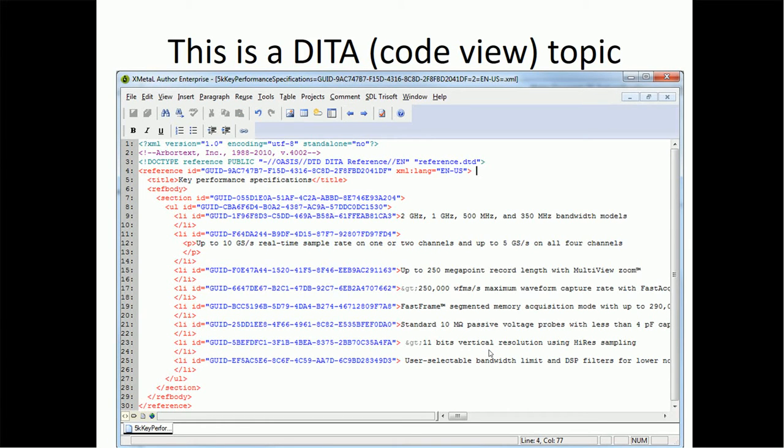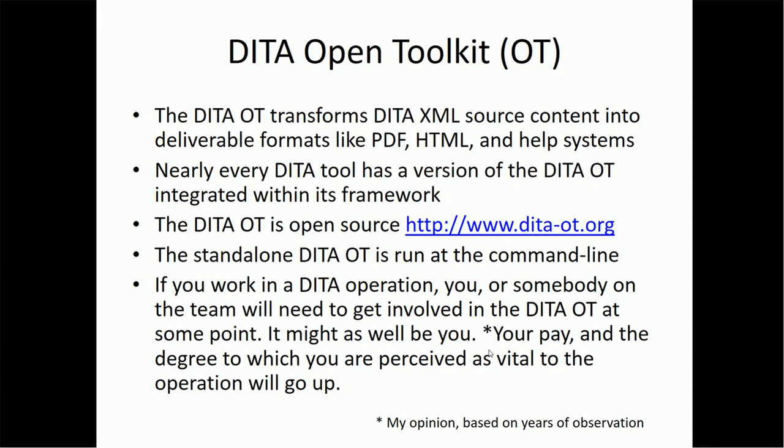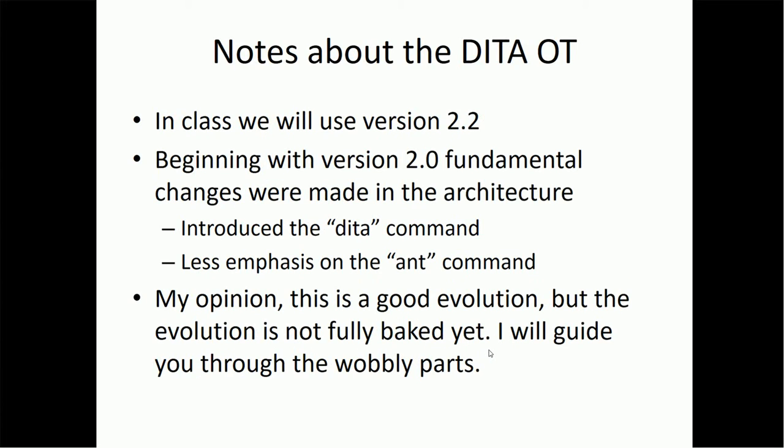So what the map does is it ties together all of these hundreds or thousands of topics, and it lets you process those either into a PDF file or an HTML file or whatever output that you like. One of the ways that you can do that is through the DITA Open Toolkit. This is how we do this at the command line. And don't worry, I'll tell you much more details about this when we get into this part of the class.